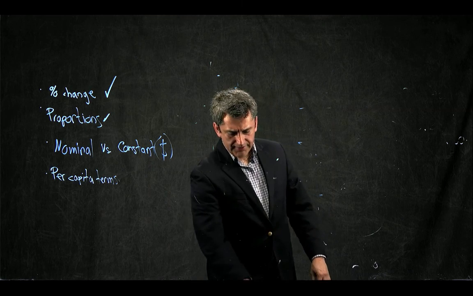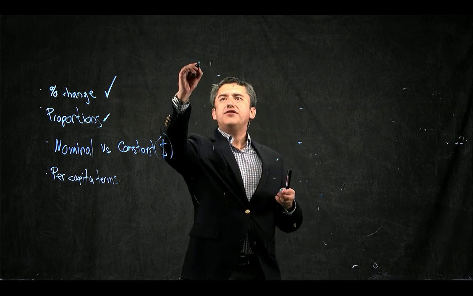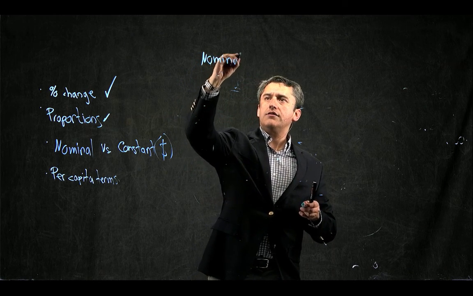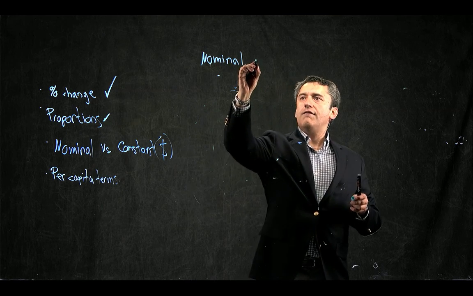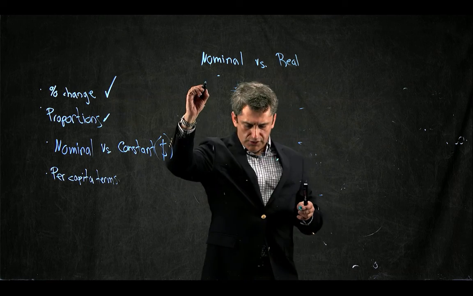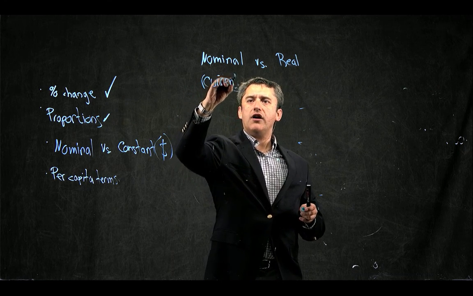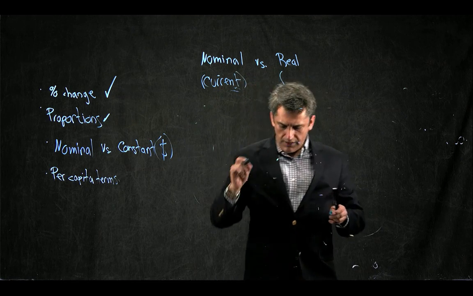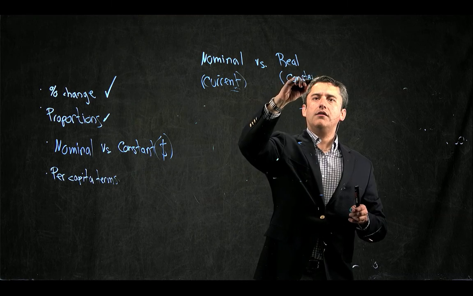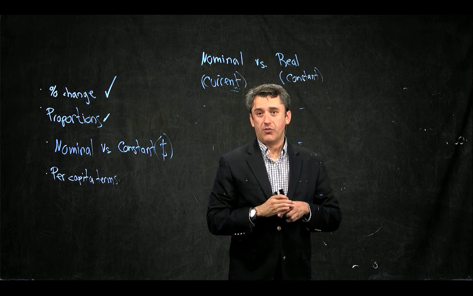You can think about it like this. We are going to be talking about measures that are in nominal terms versus real terms. Sometimes the nominal ones we like to call current dollars, and the real ones we like to call constant dollars. What is the difference between one and the other one?